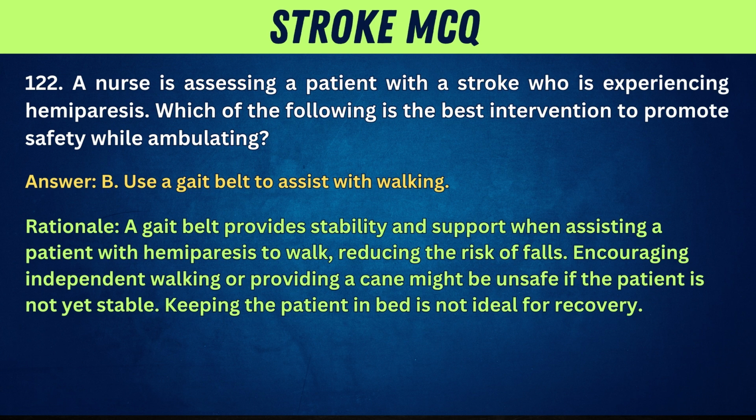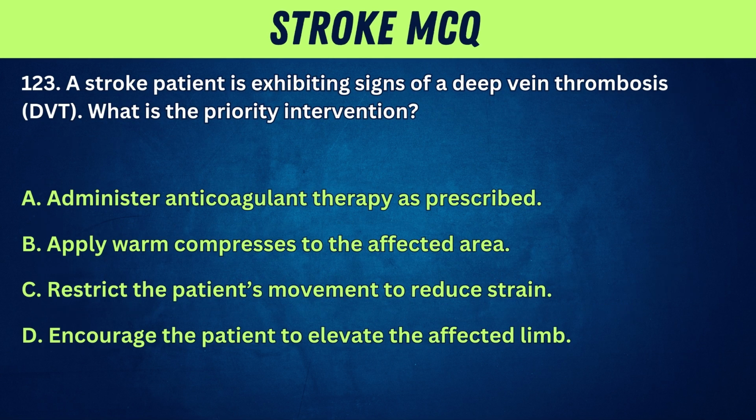Answer: B. Use a gait belt to assist with walking. Rationale: a gait belt provides stability and support when assisting a patient with hemiparesis to walk, reducing the risk of falls. Encouraging independent walking or providing a cane might be unsafe if the patient is not yet stable. Keeping the patient in bed is not ideal for recovery.